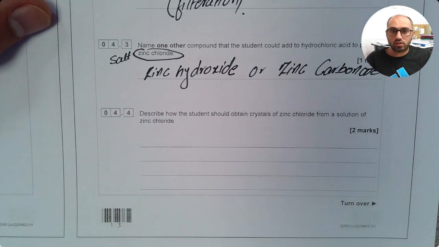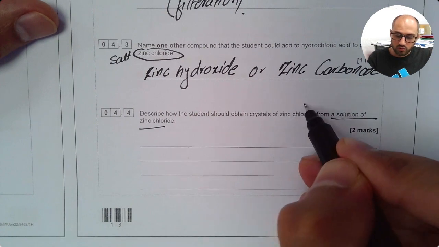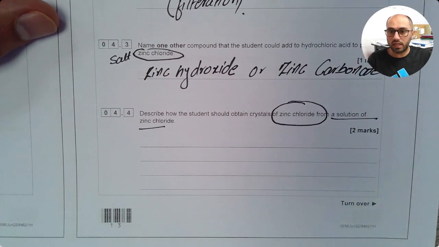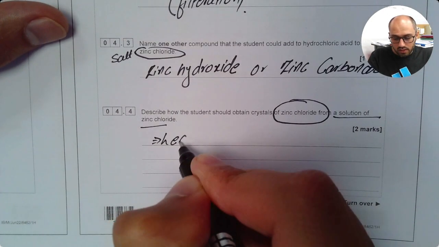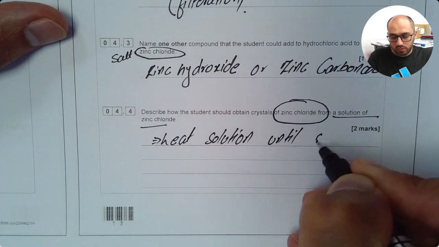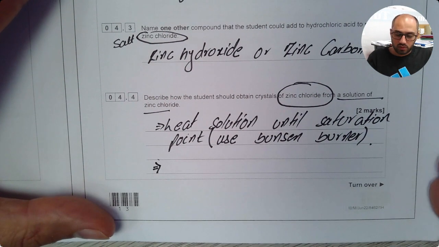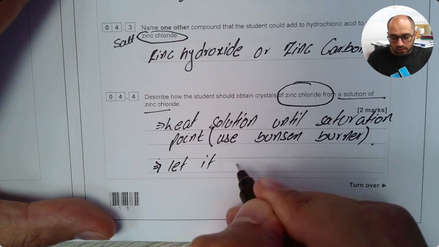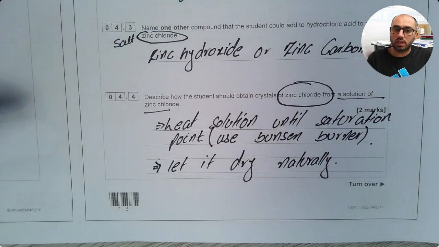Next part says, describe how the student could obtain crystals of zinc chloride from a solution of zinc chloride. So you've been given a solution of zinc chloride and you have to extract zinc chloride crystals from it. The first thing that you will need to do in this case is remove the water from this solution. So you'll say heat the solution until saturation point. For heating purposes, you will use a Bunsen burner. Next, you will let it dry naturally. Once it dries naturally, you will get the crystals.